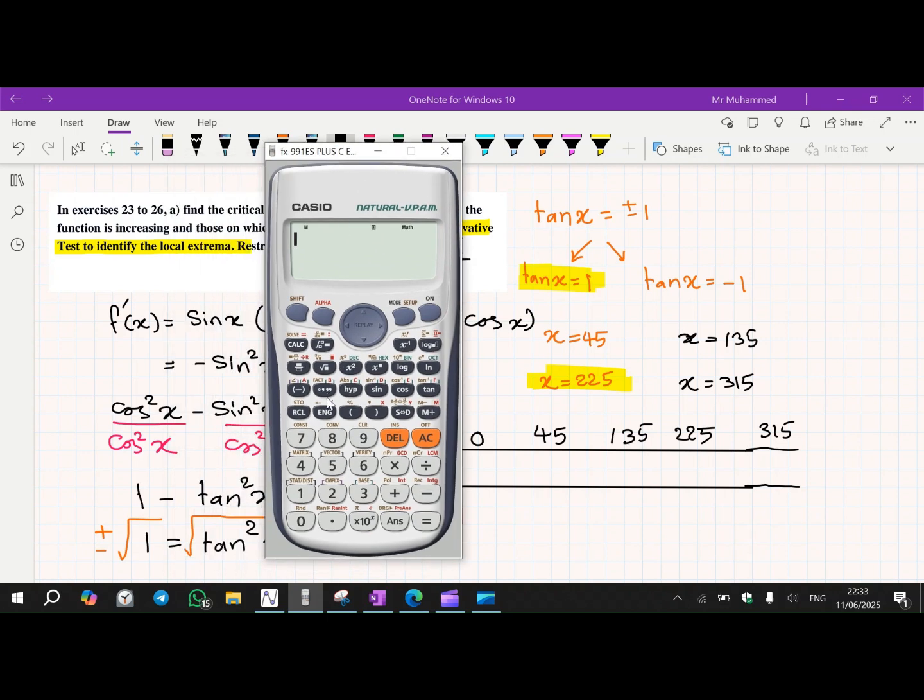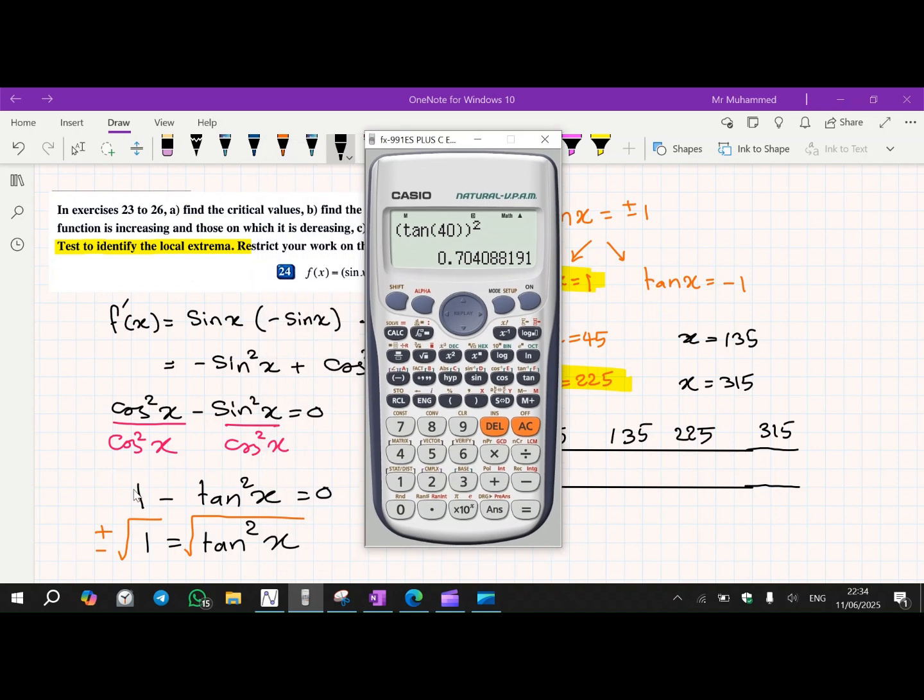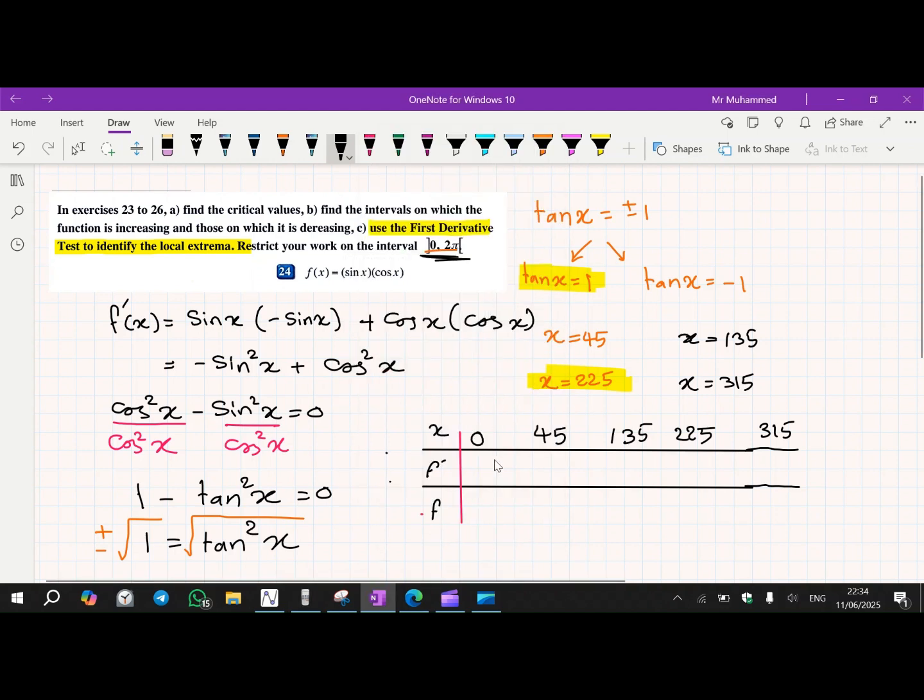Then how can we write power 2 in calculator? We use brackets. Tan 45, close bracket, not 45, 40 I said, for testing. This should be a number between 0 and 45. 40, power 2, that's equal to 0.70. Then what I have: 1 minus tan squared, which is 0.70. This result is positive. Positive means this interval is increasing.